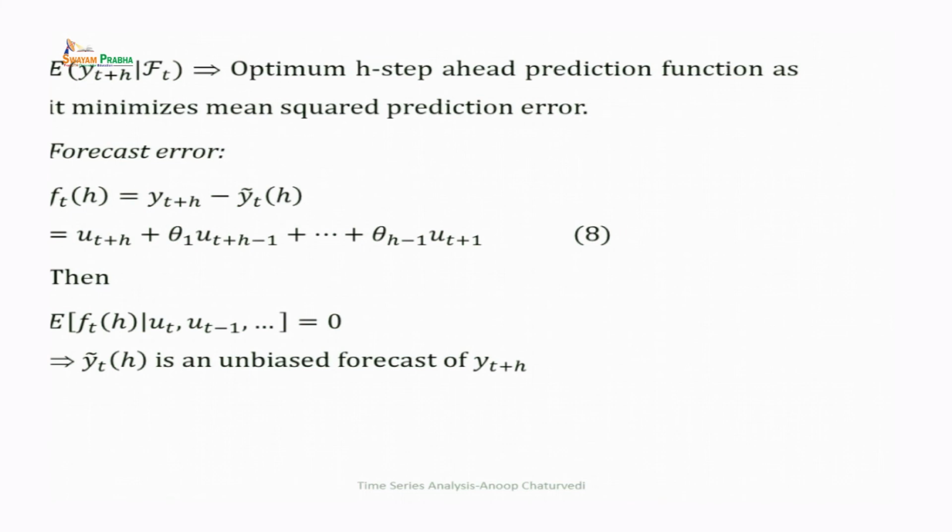And if you take expectation of this forecast error given u t, u t minus 1, and so on, meaning given the information up to time t, then the expectation of this forecast error is equal to 0.